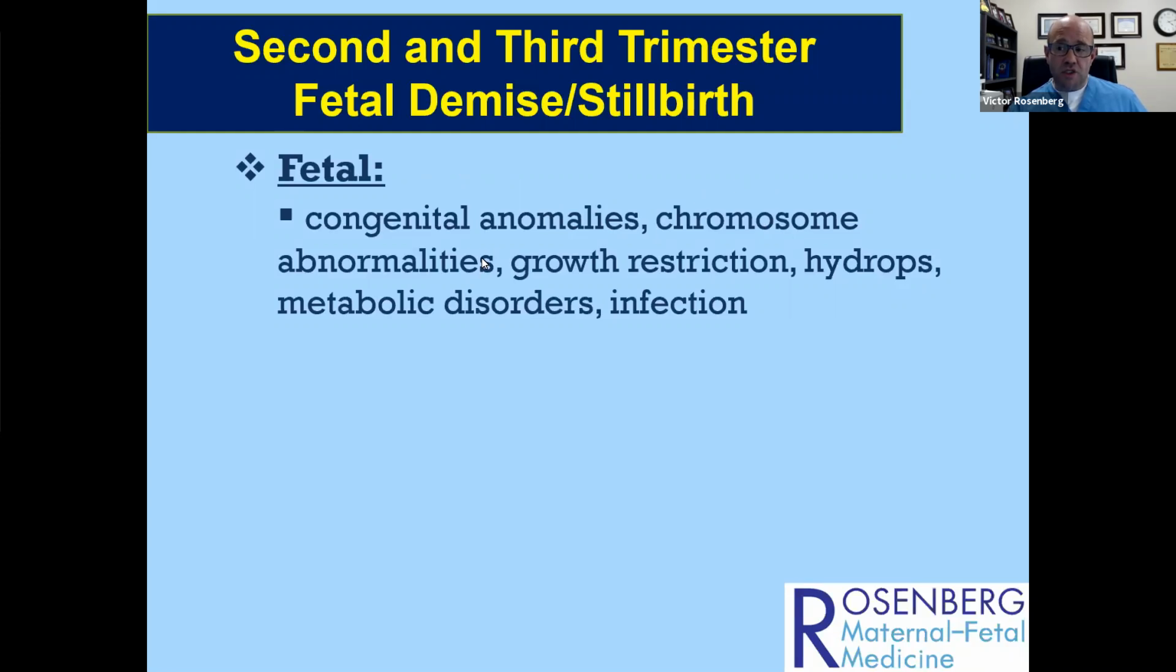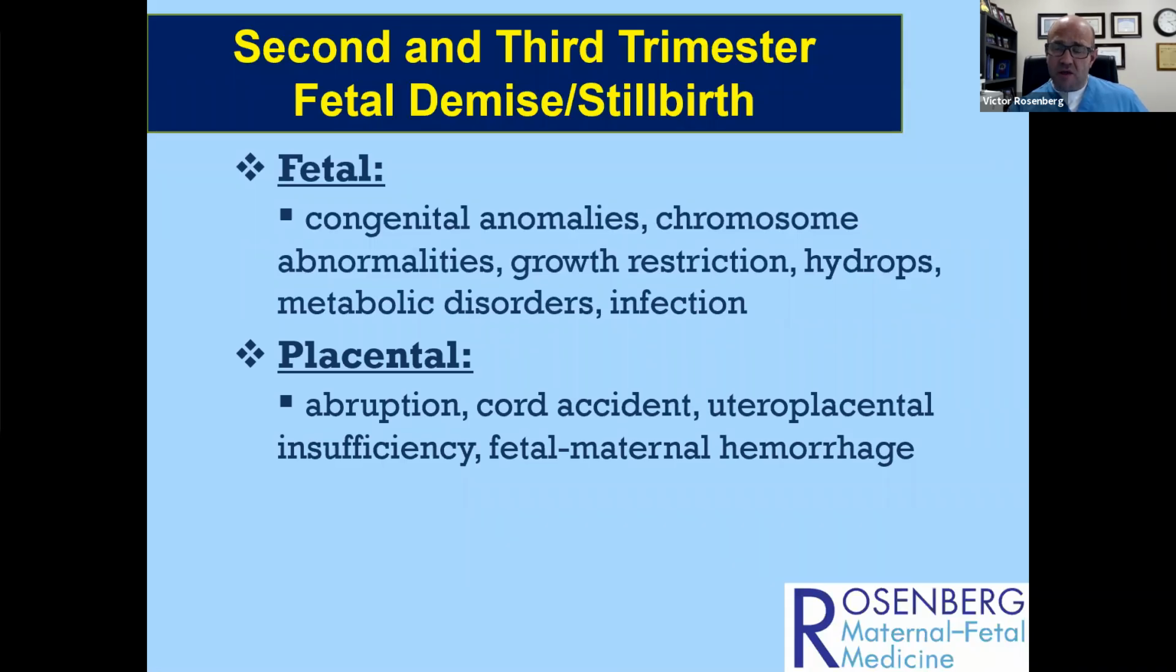Chromosomal abnormalities or genetic abnormalities, similar to what we talked about in the first trimester. Growth restriction can lead to a demise in the second and third trimester. Hydrops, which is an abnormal swelling of the baby that we will sometimes see on ultrasound as an explanation for the demise. Metabolic disorders, these are typically inherited disorders that don't allow the baby to develop normally in utero. And again, infection, as we mentioned before.